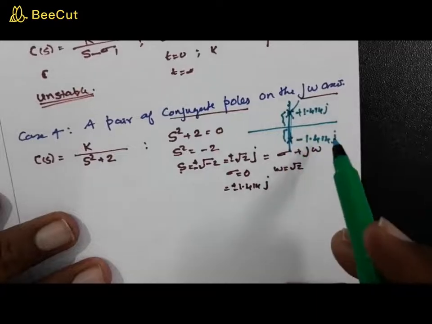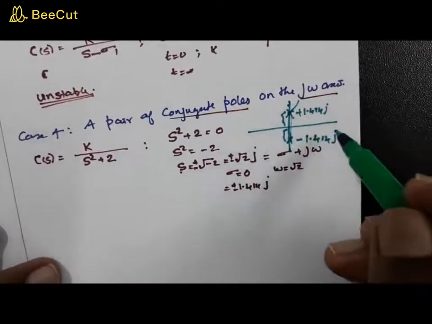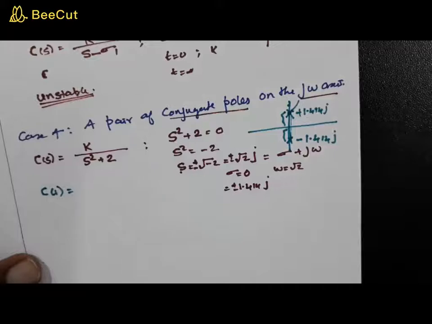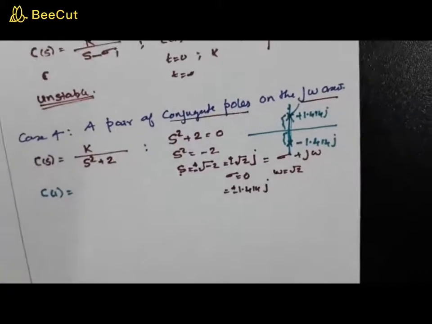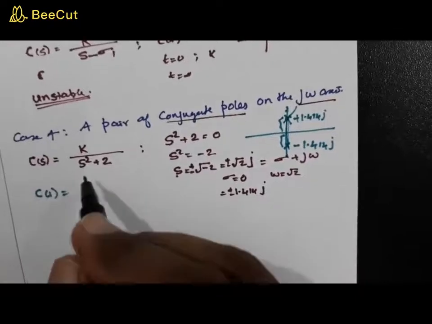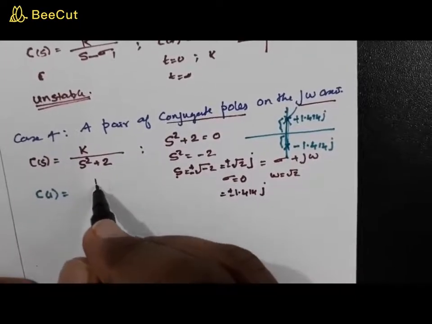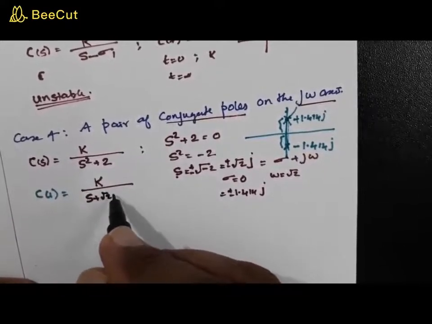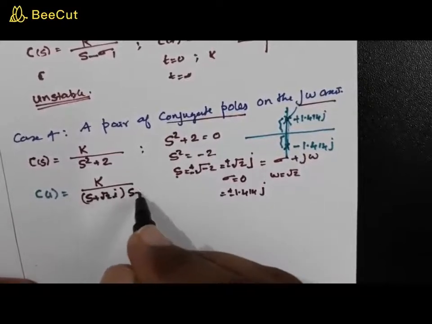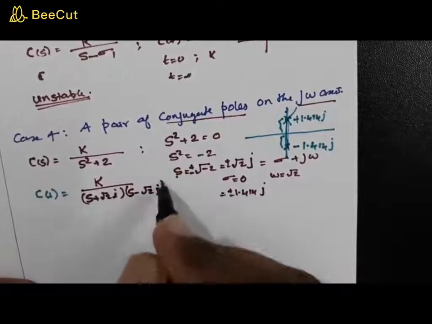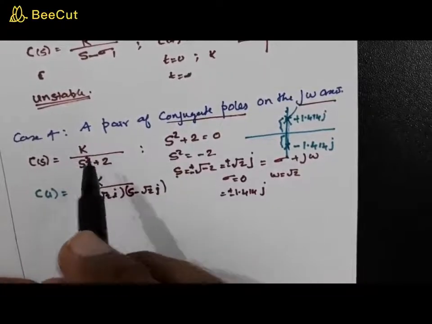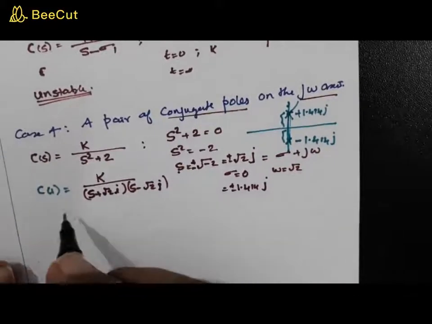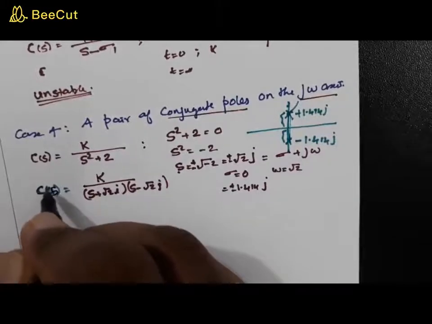Now we are going to study the impact of this scenario on your C of t. What happens when you find your C of t? I will explain this case using this example itself, not the general case. You can represent this k as s plus root 2 j into s minus root 2 j. You can prove by simplifying that this is s square plus 2. Now this is your C of s.